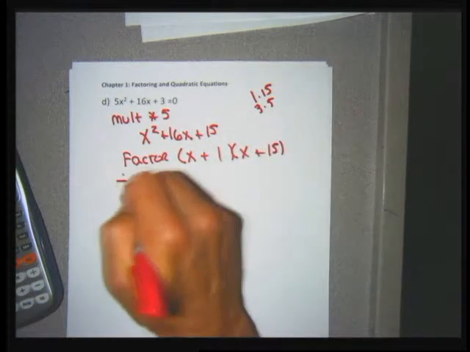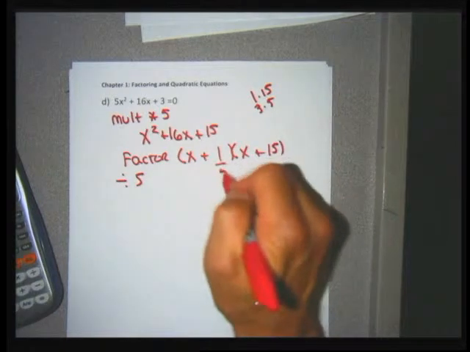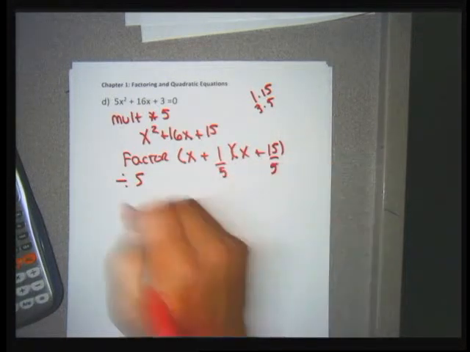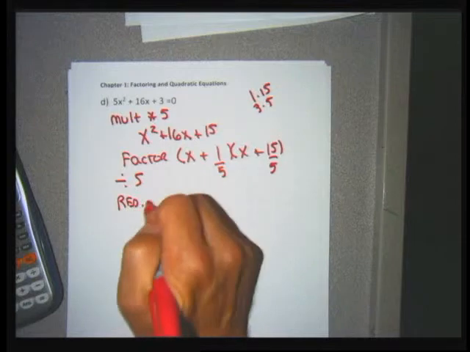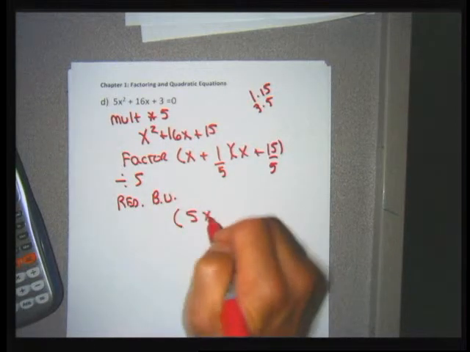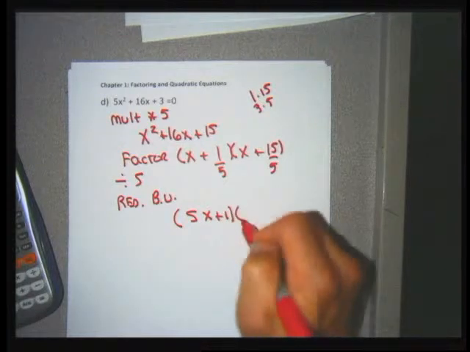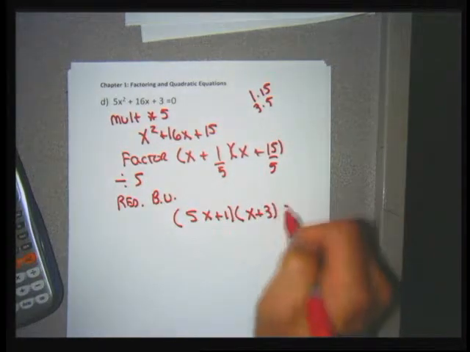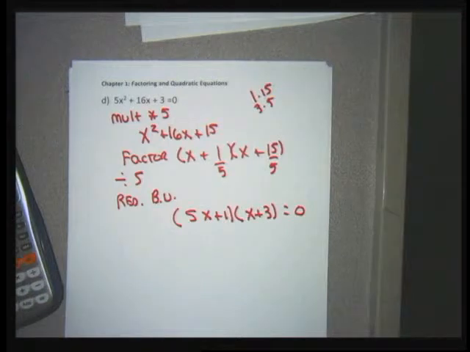And now I need to divide by 5, reduce, and bottoms up. For the first one, I'm going to bottoms up and get 5x plus 1. The second one I'm going to reduce and get x plus 3. And then at some point I need to introduce that equal to 0.